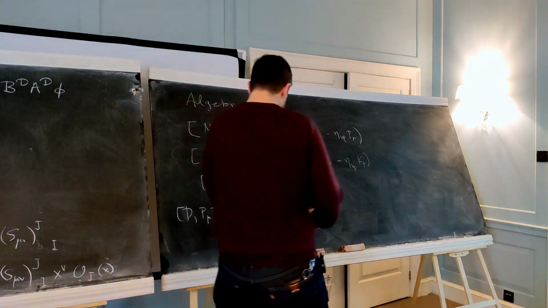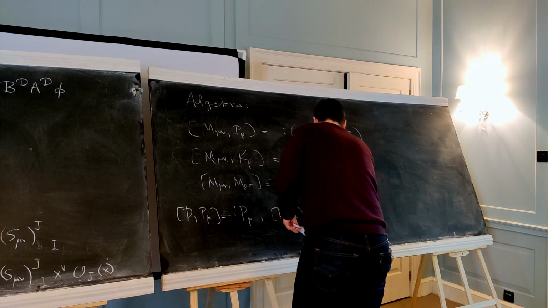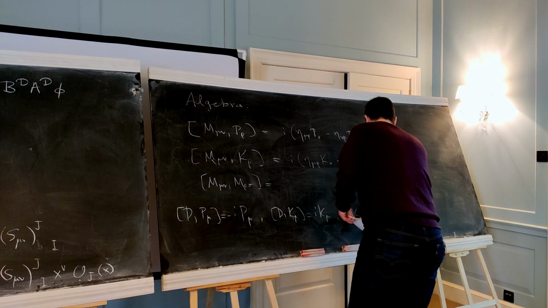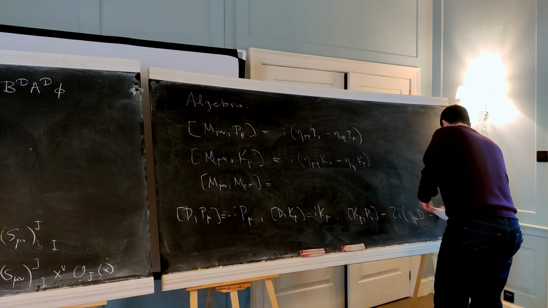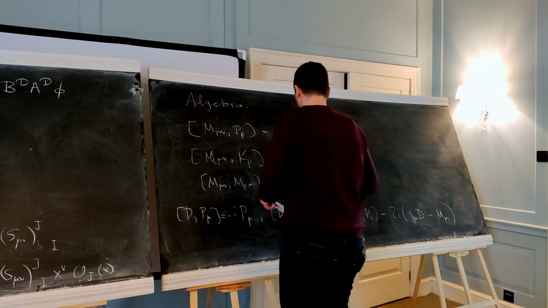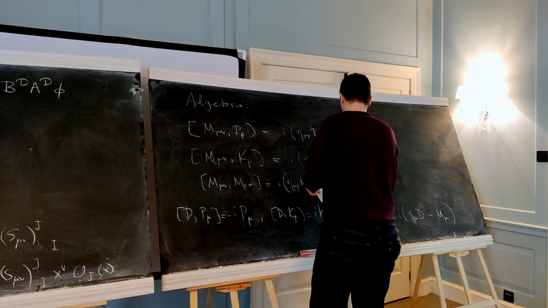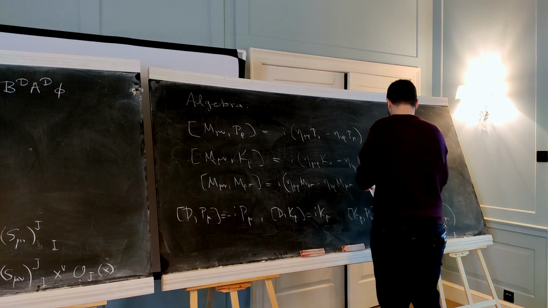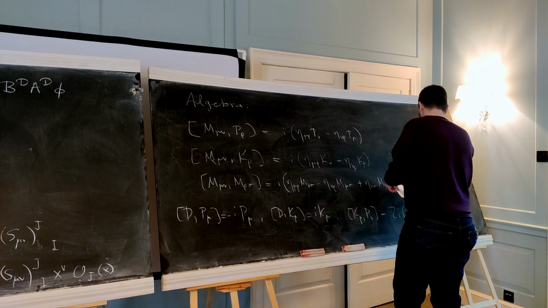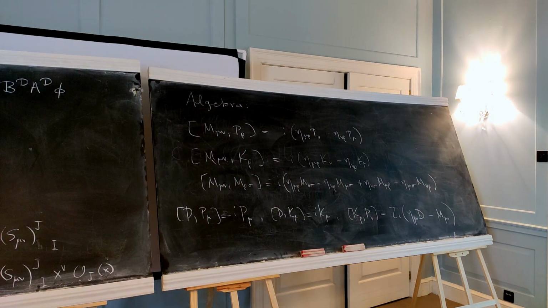D with P mu is minus i P mu. D with K mu is i K mu, and K mu with P nu is equal to 2i eta mu nu D. And then, okay, so these are all the commutators in the algebra.